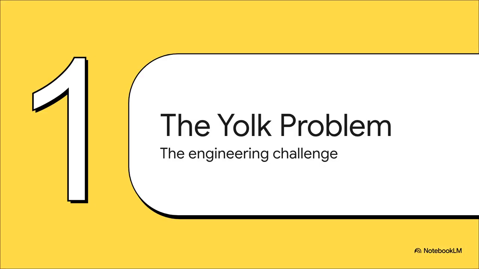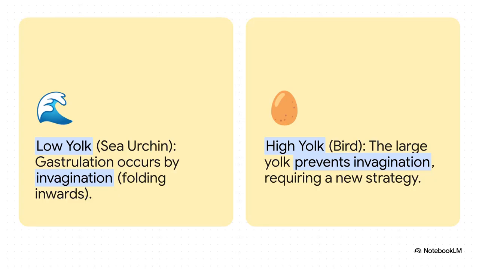All right, first things first, the biggest hurdle for this little bird embryo is, without a doubt, the yolk. The yolk is this huge, dense ball of nutrients, and it just completely gets in the way of the normal, standard methods of development. So check this out. In an animal that has very little yolk, like a sea urchin, the cells can just do a simple fold inward. It's a process called invagination, and that's how they start building layers. Easy enough. But for a bird embryo, that giant yolk makes a simple fold-in totally impossible.